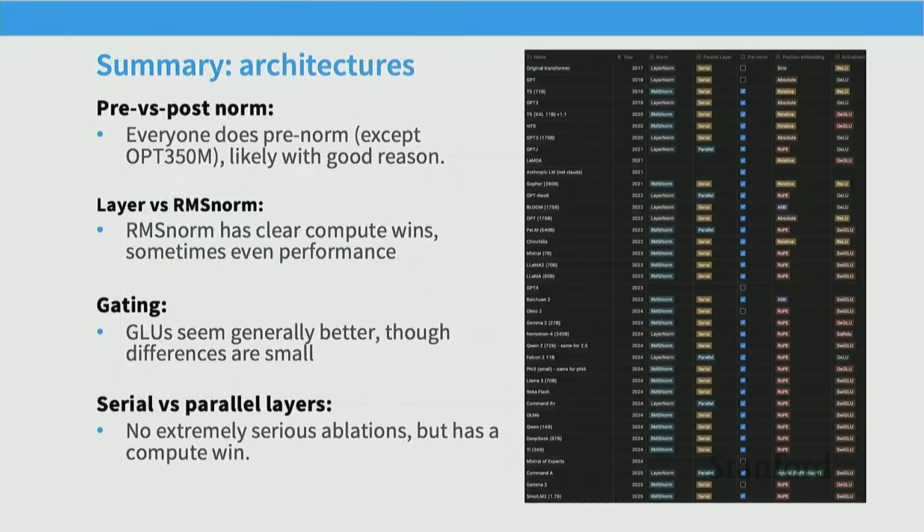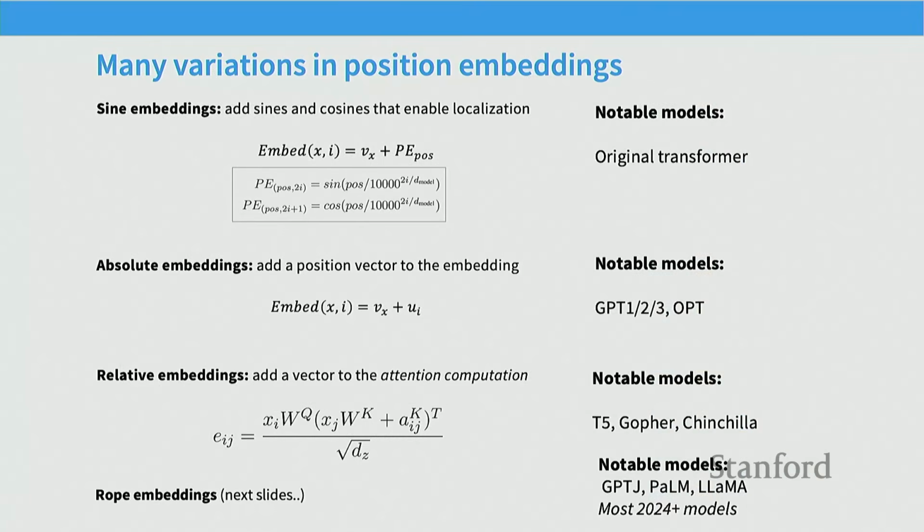OK, so cool. So the last thing I want to talk about in architecture land, I think this is the last thing, is variations in position embeddings. And I think this one's interesting because in the first few years of LLM land, there were a lot of different things that people were trying. Sine embeddings were from the original transformer. You should have learned this in 224N. There's sine and cosine positions. Many others did absolute embeddings, like the GPTs and OPT, all basically just added a learned position vector to the embedding. Some others, like T5 and Gopher, did various kinds of relative embeddings that add vectors to the attention computation.